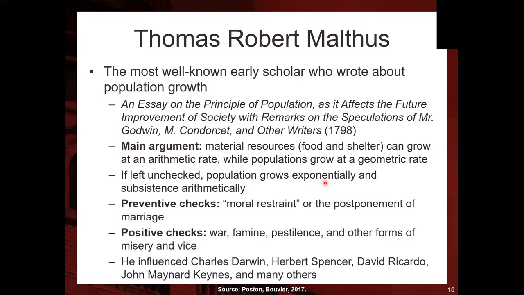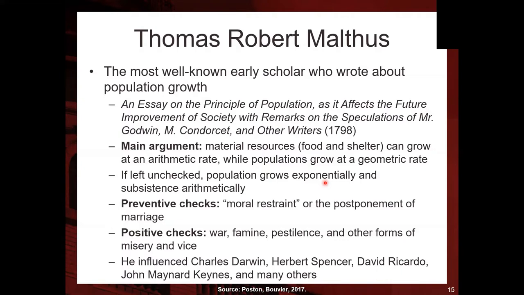The preventive checks come with the idea that we are preventing population from growing. So before it grows, let's change some of our habits. Let's make some changes in our society right now that will prevent population from growing so much. And that's moral restraint. So abstinence, postponement of marriage, and so on. Right? So before the society gets into a really big population, what can we do before? Moral restraint and postponement of marriage.